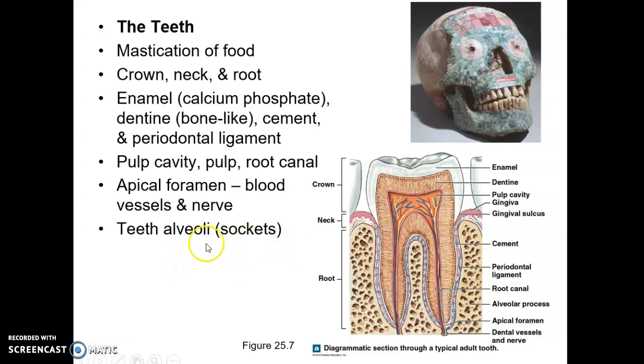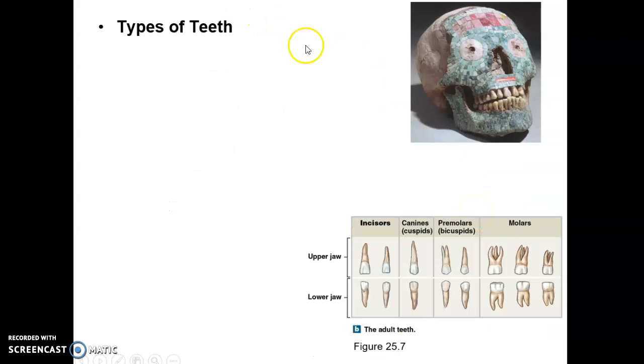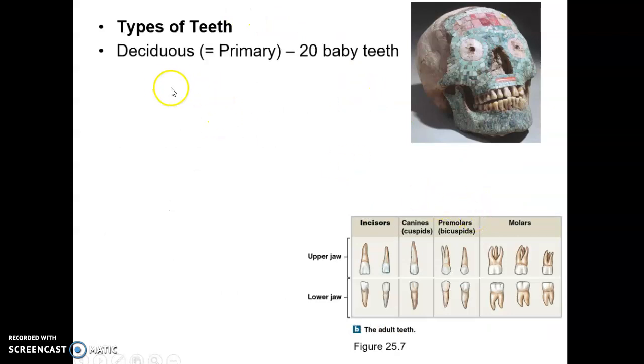And then the sockets are the teeth alveoli. So you can't see the alveoli unless the tooth has been removed, and then the space in the bone is the alveoli, or the socket. And again, the gingivae are the gums. Gingiva is singular.